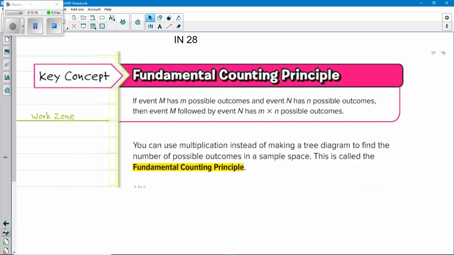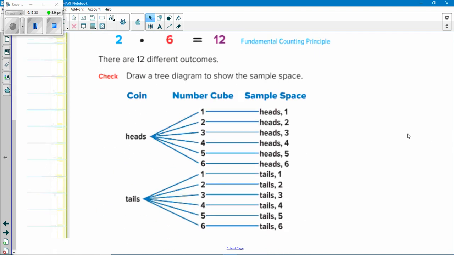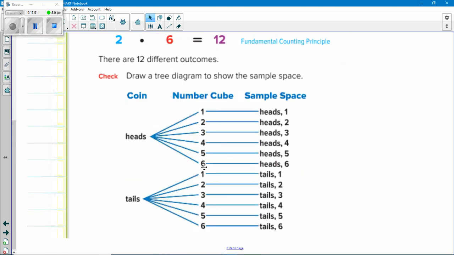Okay, so multiplication works a lot better than making a list. Let me show you what we're talking about. Find the total number of outcomes when a coin is tossed and a die, a number cube, is rolled. How many things happen when you flip a coin? 2. How many things happen when you roll a die? Well, there's 6 sides on the die. So 2 times 6 equals 12. That's the total outcomes. They want you to check it, draw a tree diagram. That's the point of learning the fundamental counting principle, so we don't have to write this. So this is here to prove to you on page IN28 that it works.